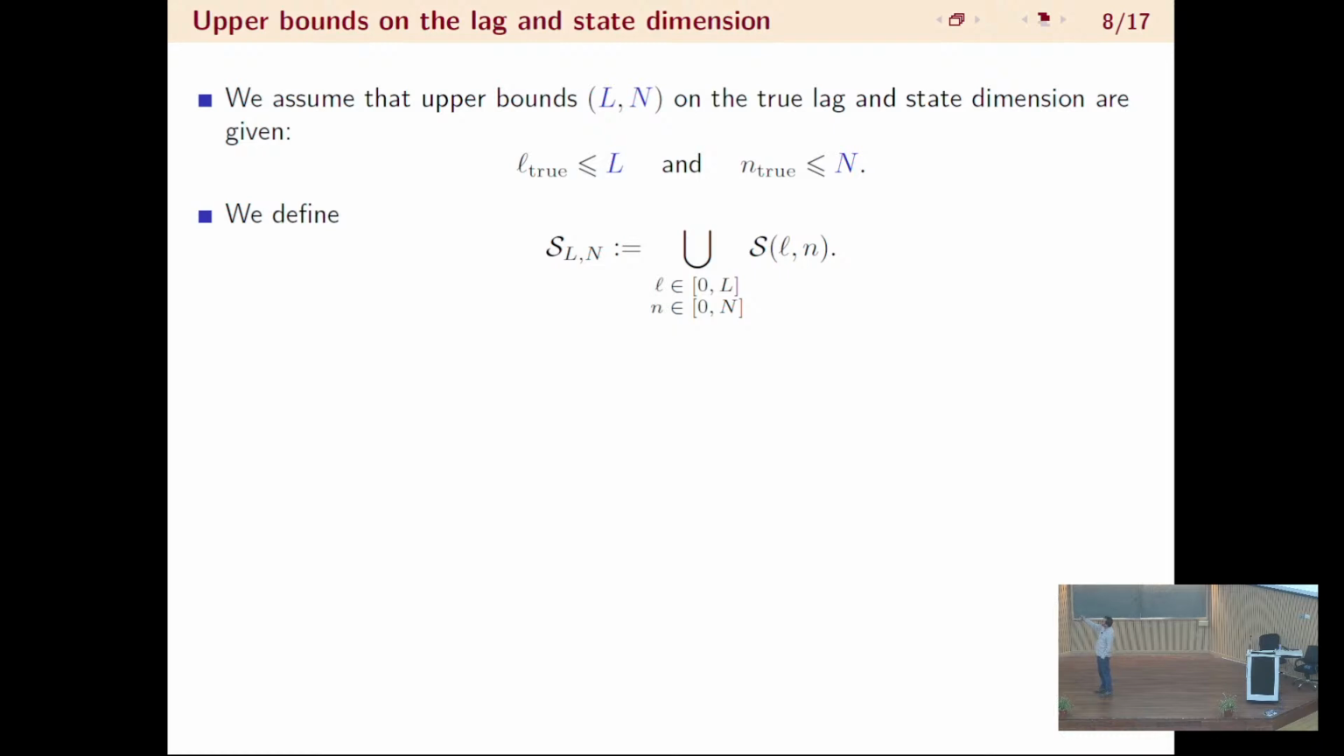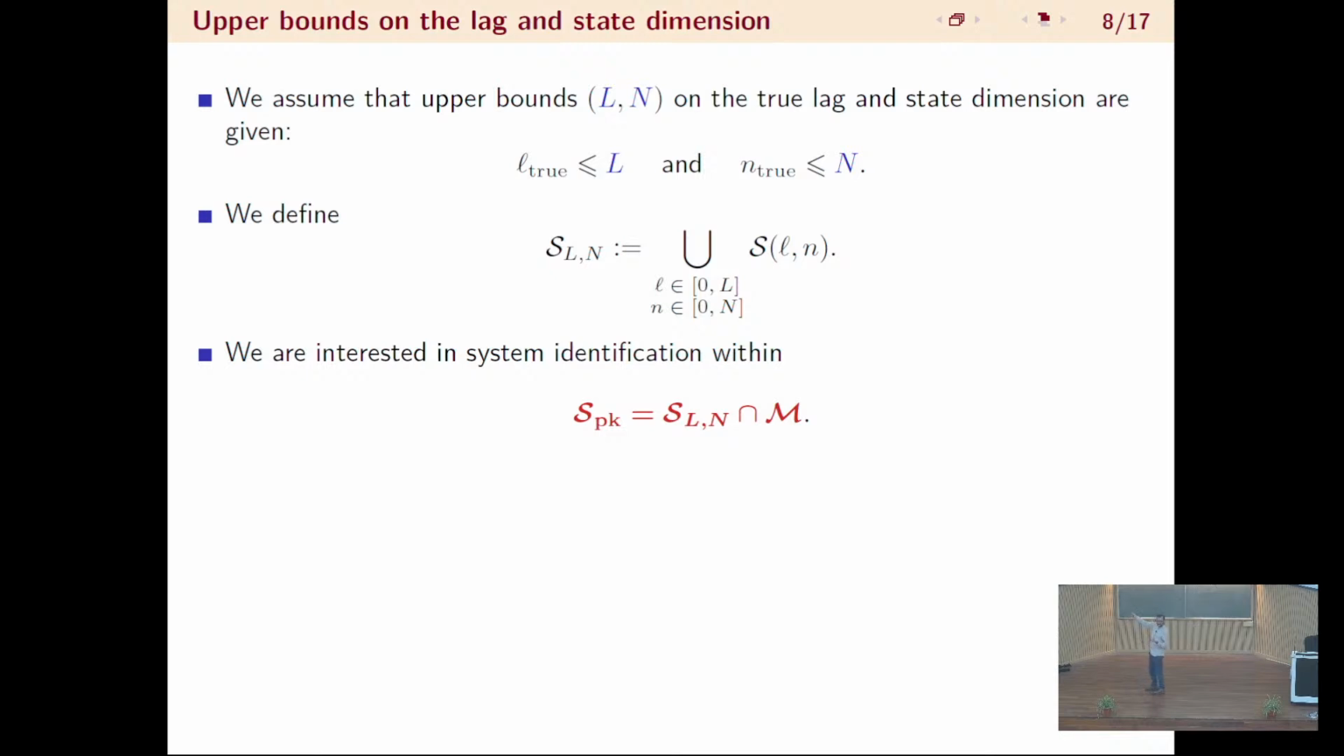All systems whose lags are less than capital L and state space dimensions are less than capital N, I collect them in this set S_LN. Okay? So what I know is that the true system belongs to this S_LN set. And also I know that the true system is minimal. I made that assumption already. So therefore I take this prior knowledge set: what I know about the system is, A, it is minimal, and B, its lag is less than capital L and its state space dimension is less than capital N.